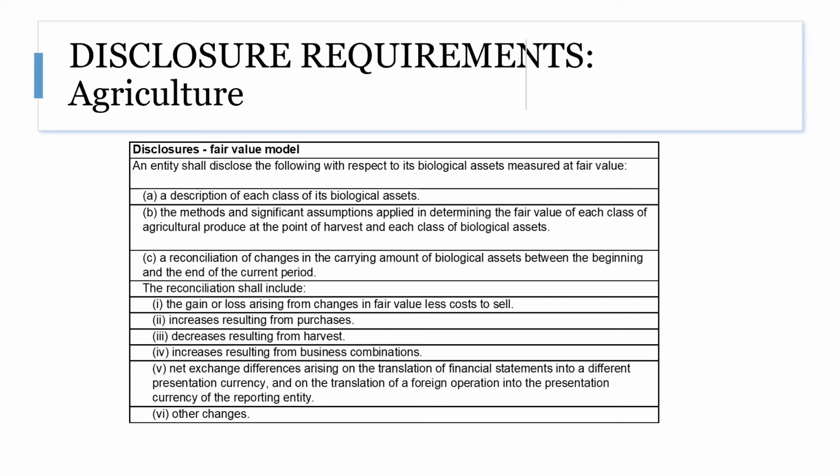So, yung reconciliation, nandun dapat yung gains or loss arising from changes in the fair value, yung increase resulting from purchases, yung decrease resulting from harvest, yung increase resulting from business combinations, net exchange differences arising in the translation of financial statements into a different presentation currency and on the translation of a foreign operation into the presentation currency of the reporting entity, and any other changes.